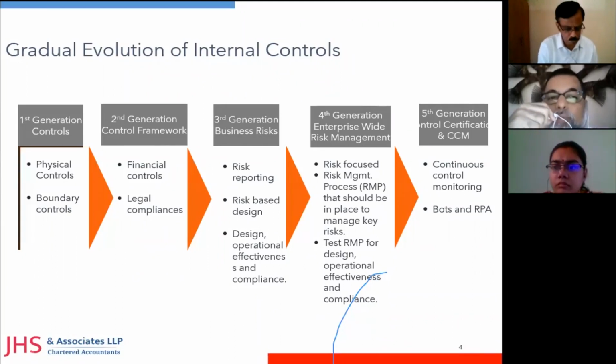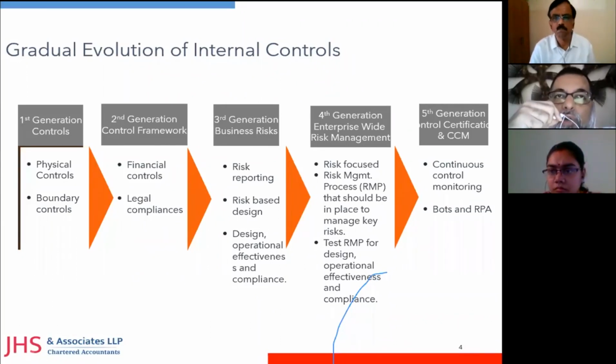Over a period of time, internal controls have moved several notches higher with businesses experiencing a lot of control failures, a lot of frauds, etc. The second generation of internal controls went into the realm of financial statement monitoring, checking of financial ledgers, expenditure vouching, etc. The third and fourth generations of internal controls were risk-based, risk-driven, where organizations went on to create enterprise risk management systems, risk-focused internal audit activities, and created plans to test the effectiveness of controls on the basis of risk assessment.